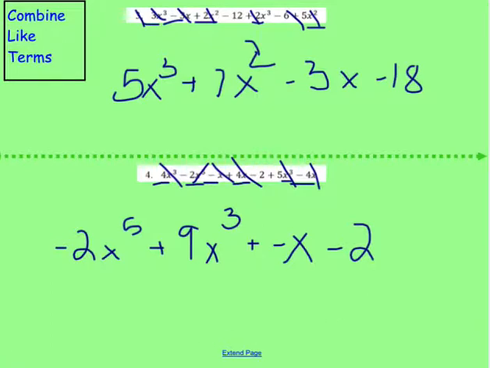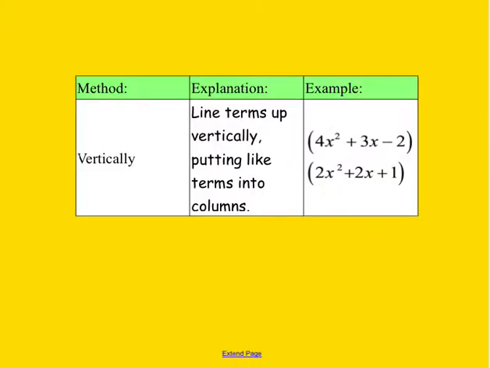Now let's apply it to what we're doing today. So today we're going to learn a method to add and subtract polynomials. To do that, we want to line our terms up vertically, putting them into columns. Okay, so notice I have an x squared column, I have an x column, and I have a constants column. So now I'm just going to add down the columns. 4x squared plus 2x squared. I'm going to add the coefficients, keep the exponent the same. 3x plus 2x, add the coefficients, keep the x the same.